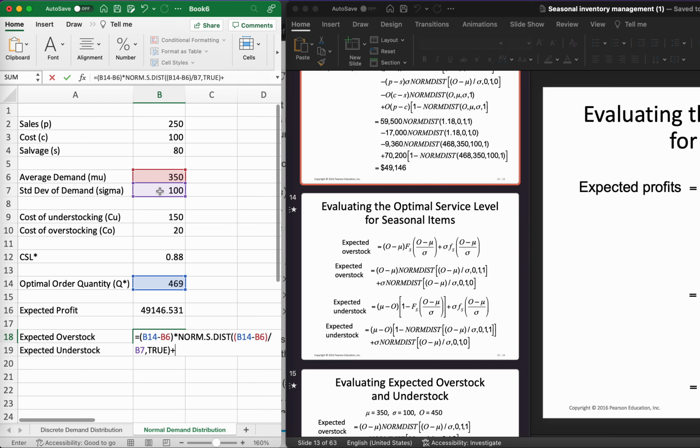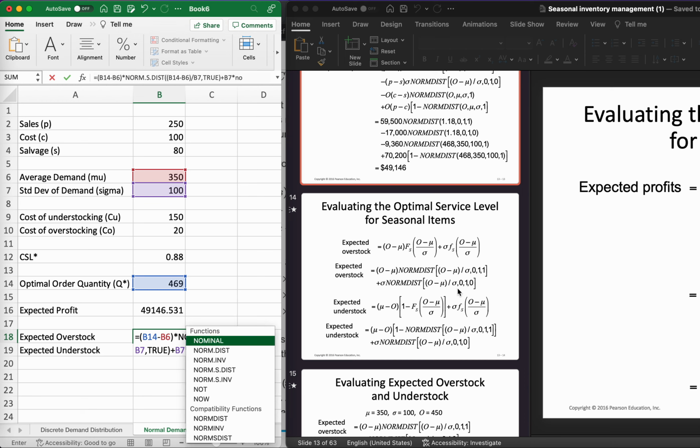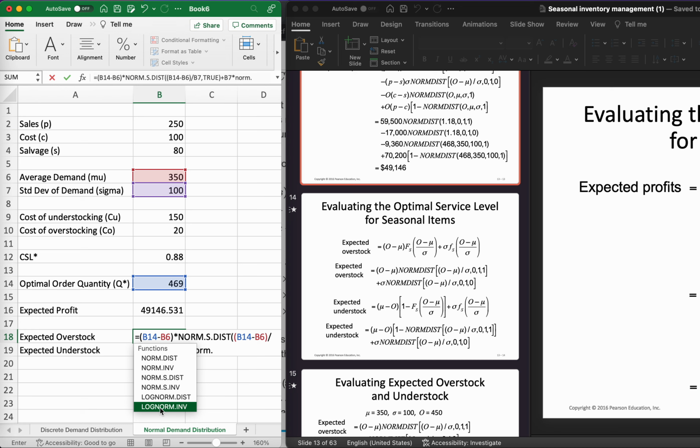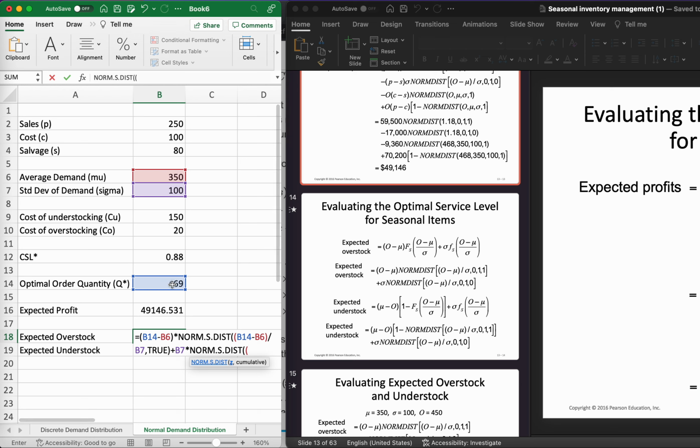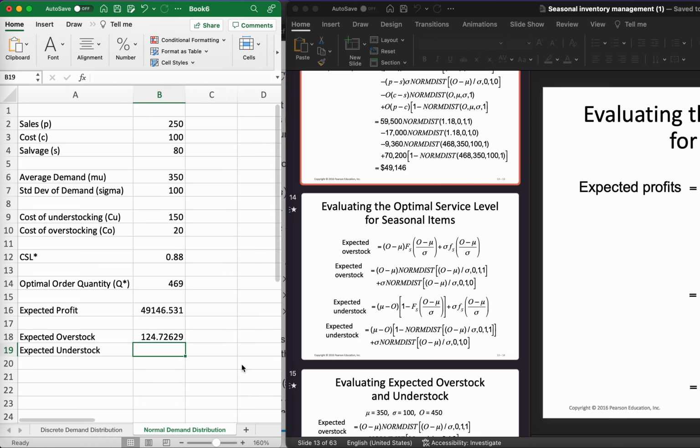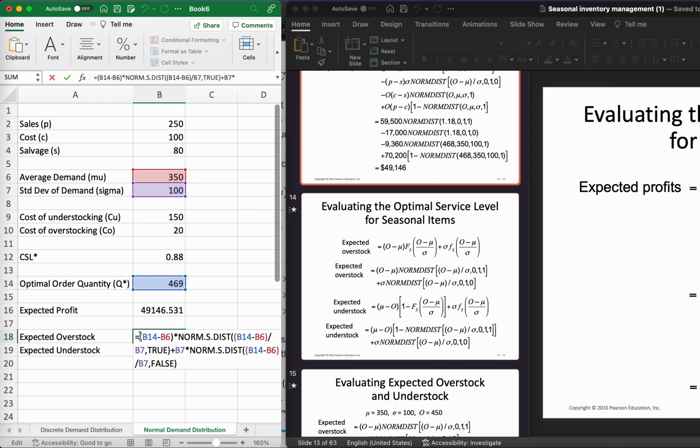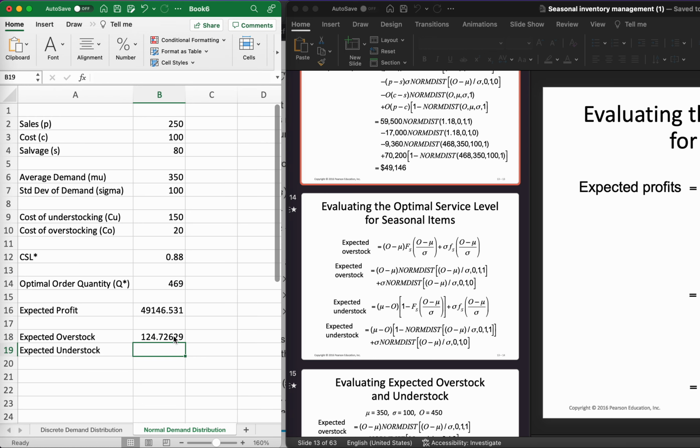Plus sigma times NORM.S.DIST, again, so it's standard normal distribution, of Q minus mu over sigma, comma false, right? So that's the second half of that. There you go, that's the expected overstock. What I'm going to do is put a round function around it. You know what? It's the expected value, but I will fix that in a second.